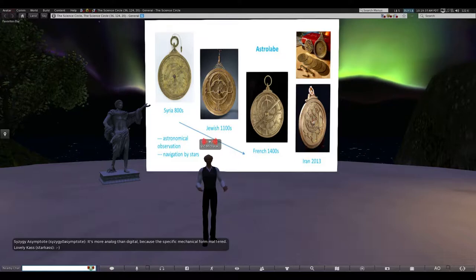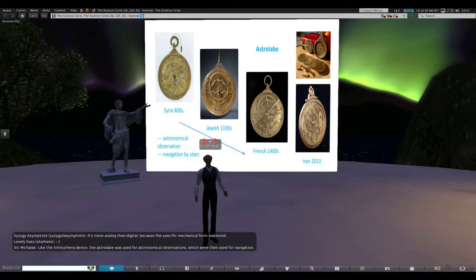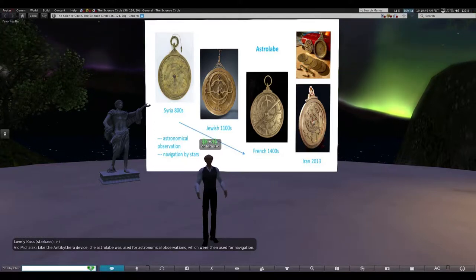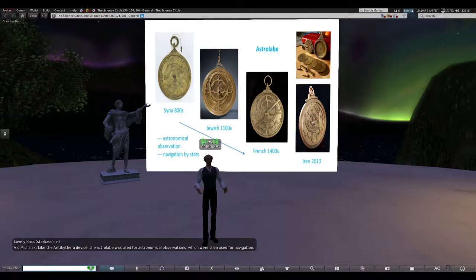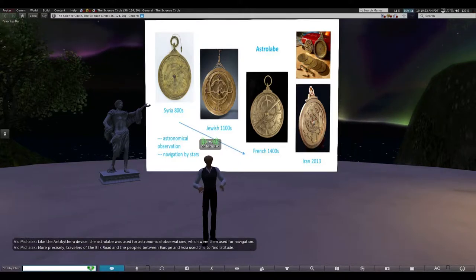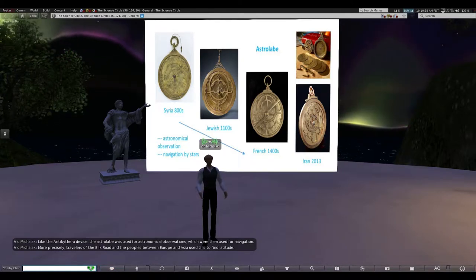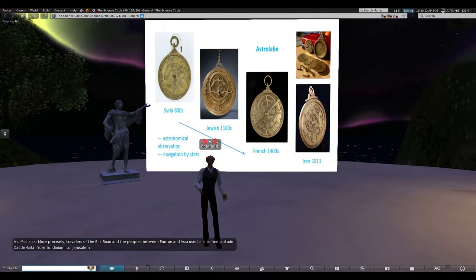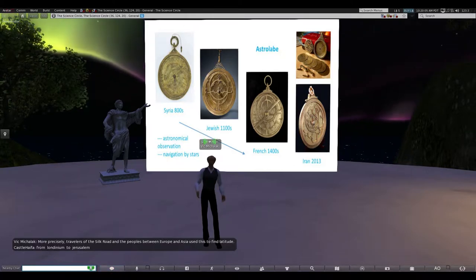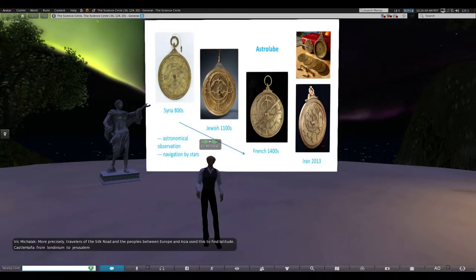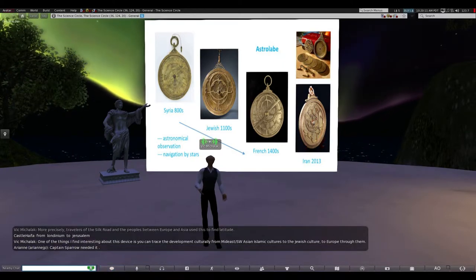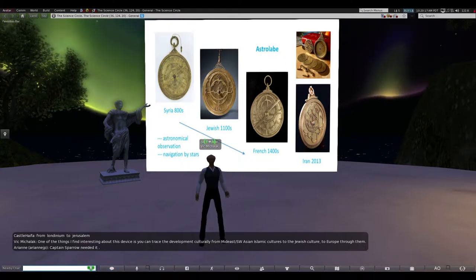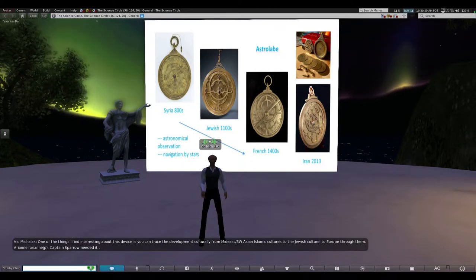So, like the Antikythera device, the astrolabe was used for astronomical observations, which were then used for navigation. Now, consider people that traveled back and forth between Asia and Europe and Northern Africa and such. Essentially they needed to be able to find latitude. They needed to have some idea where they were in day and night. And so they used devices like this in order to be able to do that. And one of the things I find, actually, the astrolabe then became the sext, or the later version of it became the sextant.